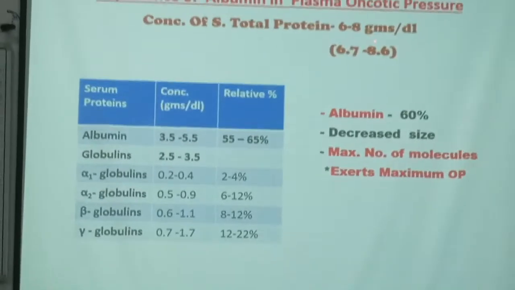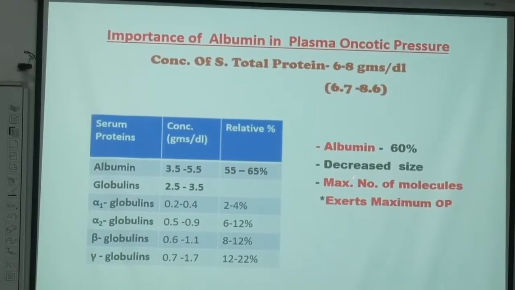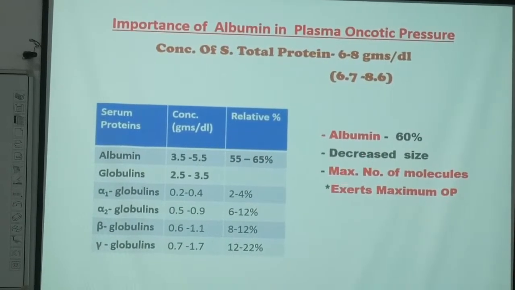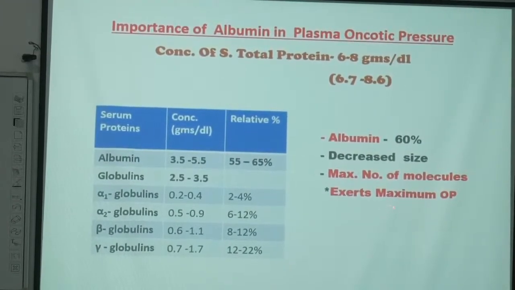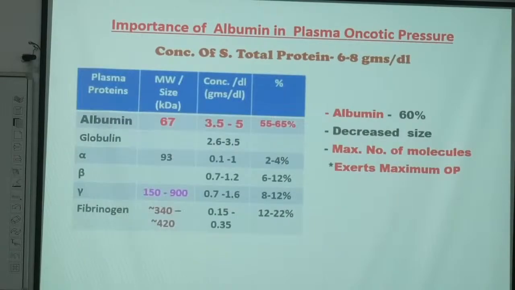So, the importance of albumin in plasma oncotic pressure is that the total serum protein concentration is 6 to 8 grams per deciliter, and albumin constitutes 60% of the total protein. So, it exerts maximum amount of plasma oncotic pressure, not osmotic pressure I am telling you. It is colloidal osmotic pressure. Because of its decreased size, it has the maximum number of molecules, and it exerts the maximum osmotic pressure.